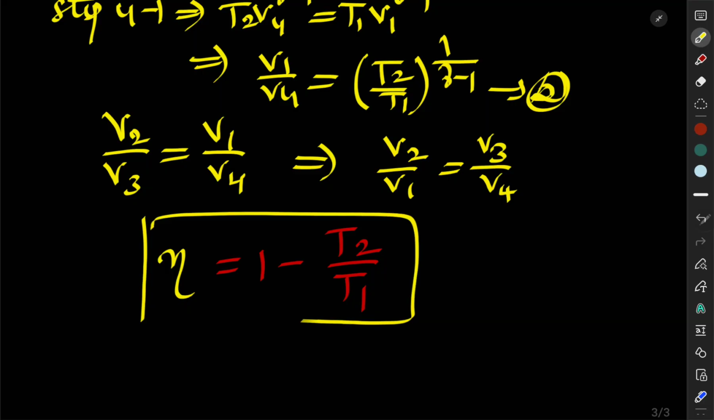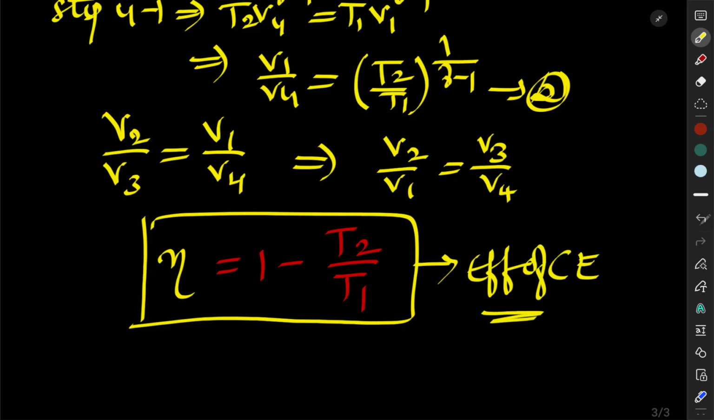Eta is equal to 1 minus T2 by T1. What is this? This is the efficiency of Carnot's engine. We have found out the Carnot engine efficiency, in the two processes, isothermal expansion and adiabatic expansion, and in the next two processes, isothermal compression and adiabatic compression. That was about Carnot's theorem, and we have found out the efficiency also.